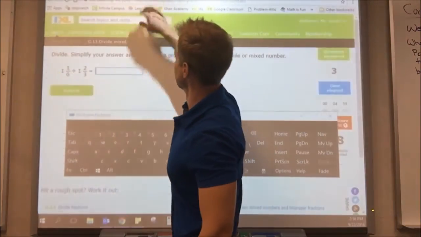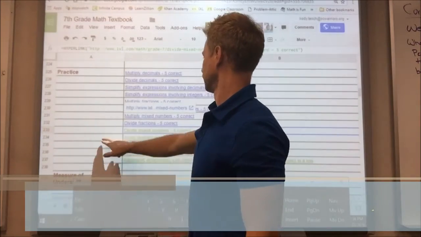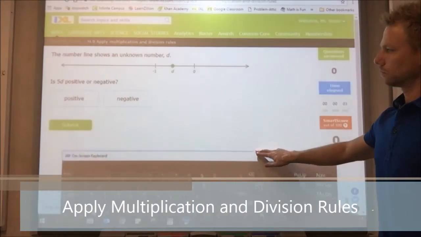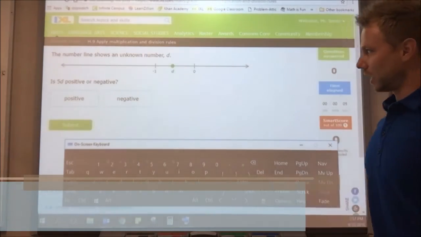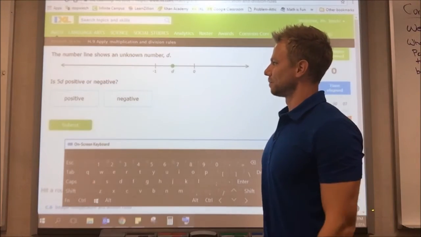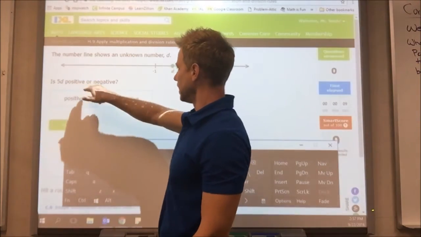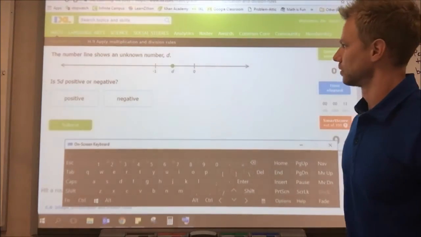Let's try another one. Okay, the number line shows an unknown number D. Is 5D positive or negative?